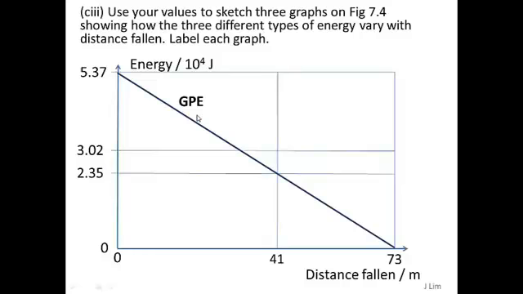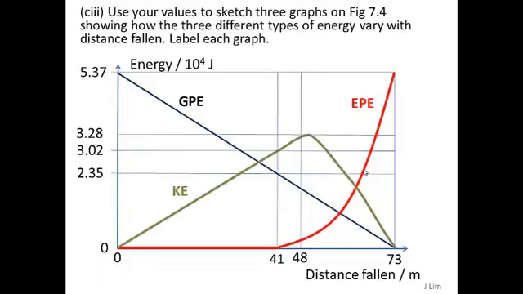So the gravitational potential energy varies with mgh, so it's a straight line. For the elastic potential energy of the rope, for the first 41 meters, there is no extension, so the energy is 0. Then after that, it rises with half kx squared, so it rises with the extension x squared. The kinetic energy is given by the change in gravitational potential energy in this case, so it rises in a straight line.